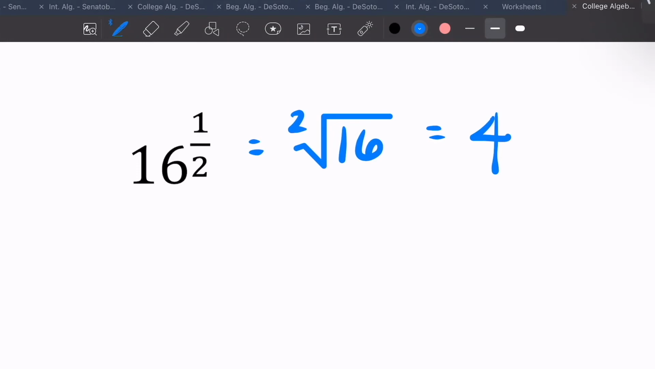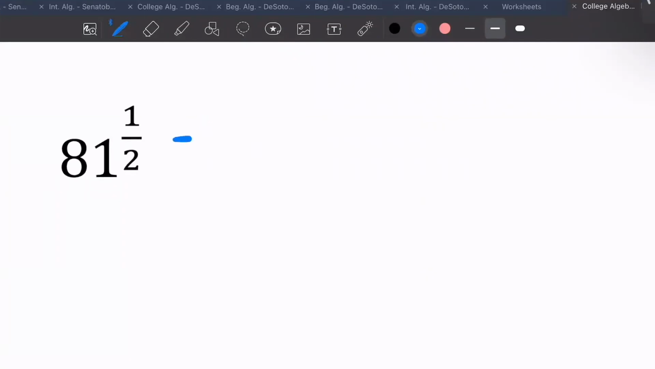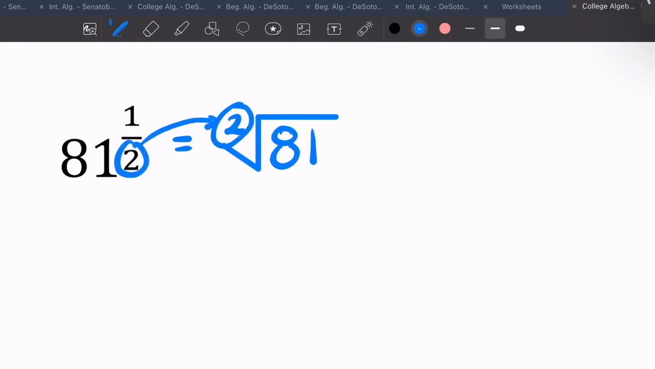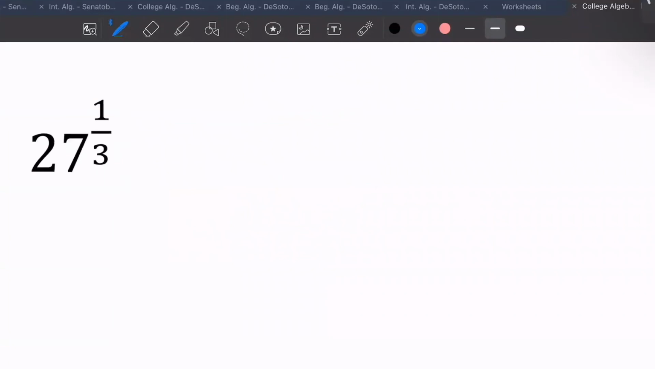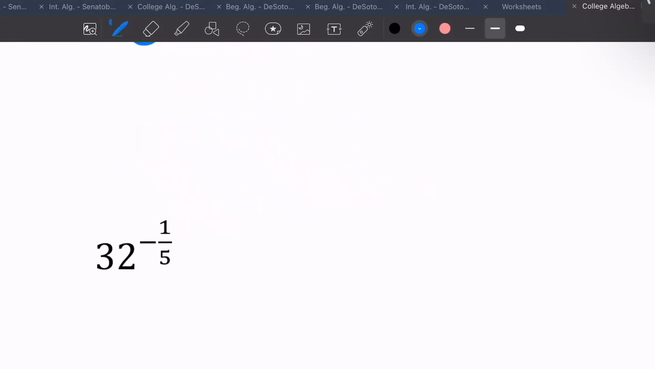Here's what I said right there. 81 to the 1/2, I can write as the square root of 81, taking that denominator. It doesn't have to be a 2, it can be other numbers. 27 to the 1/3, and I'm taking the cubed root now. The cubed root of 27 is 3 because 3 cubed is 27.